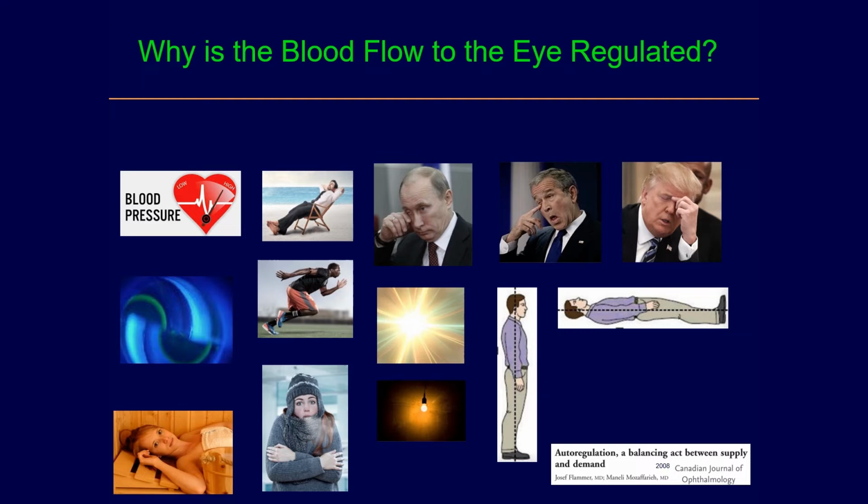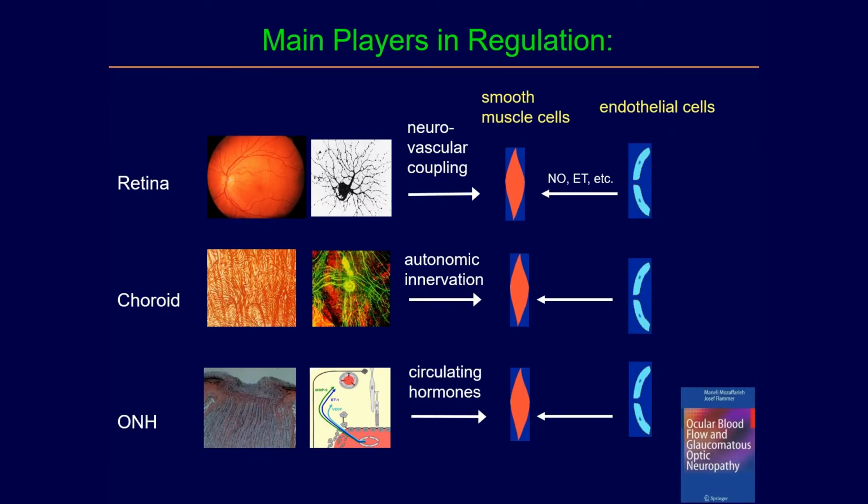Why do we need regulation? In order for the eye to function properly, the blood flow must be adapted to the actual needs and be as independent as possible of other factors such as fluctuation of blood pressure or intraocular pressure, physical activity, ambient temperature, or mechanical forces, and body position. Because this regulation is so important, many mechanisms are involved. I have outlined some of the most important players here.